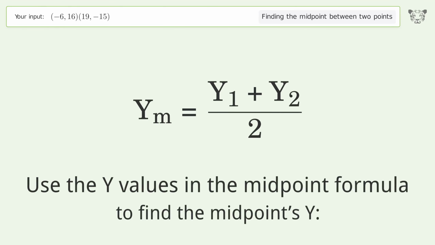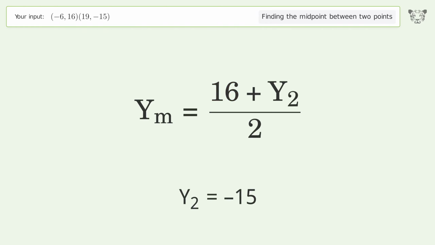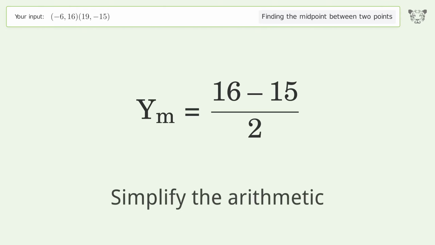Use the y values in the midpoint formula to find the midpoint's y. y1 equals 16. y2 equals -15. Simplify the arithmetic.